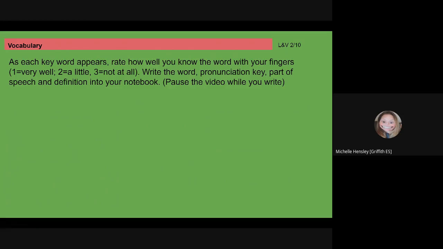And our next word is plate. Now, not plate like you eat your dinner off of. We're talking about plate like the tectonic plates underneath the Earth's surface. How well do you know plate in that sense? Not like your dinner plate, but a plate of the Earth. Give yourself a 1, 2, or 3.